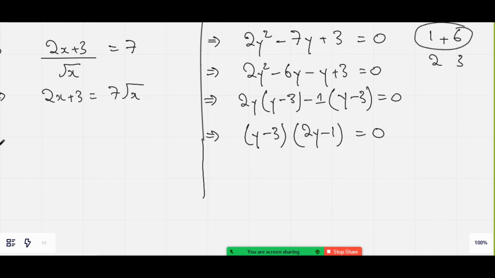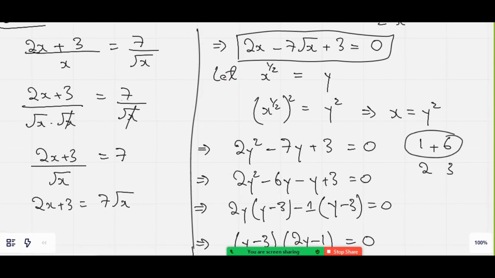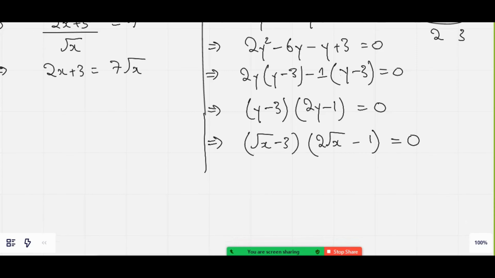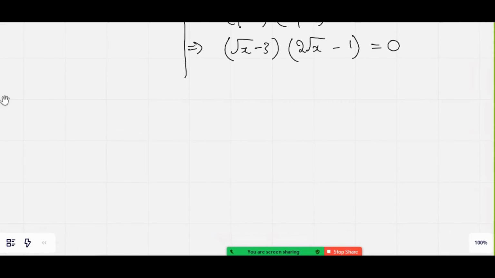Now restore the original form. y was equal to what? y was equal to under root x. So replace your y, get the original factors, and now we are going to equate these two factors to 0 to get the values of our x. Let's do it one by one. So under root x minus 3 equals to 0, and 2 under root x minus 1 equals to 0.